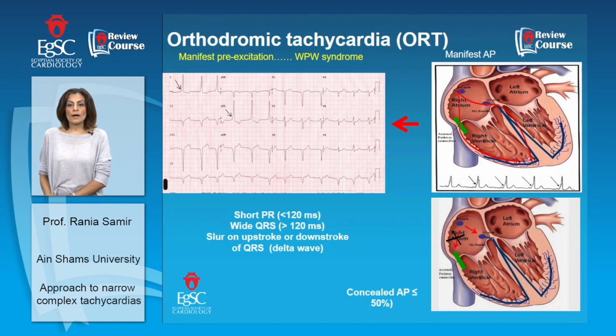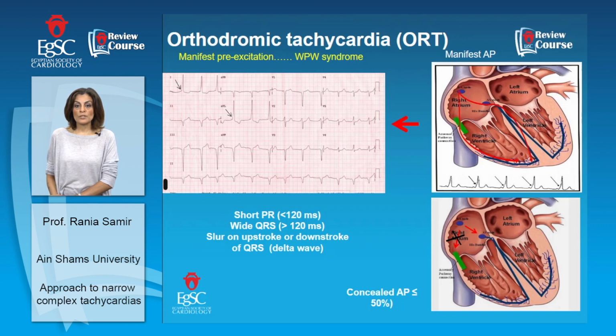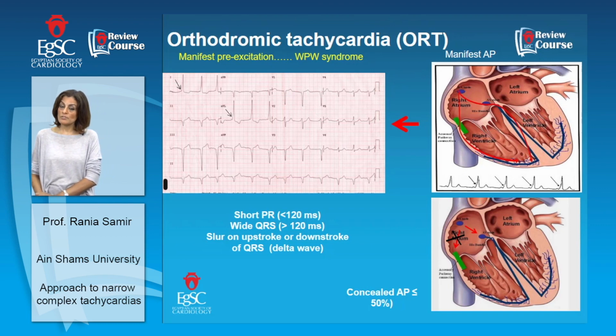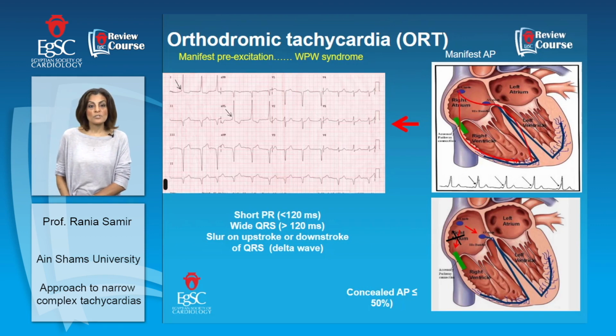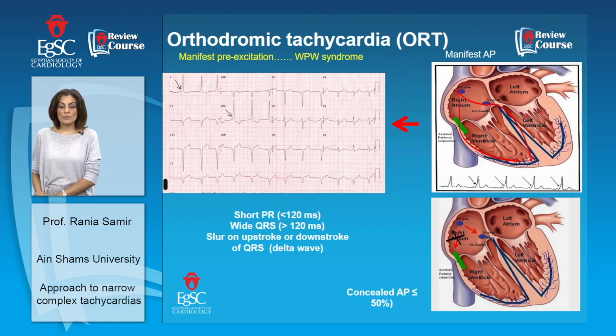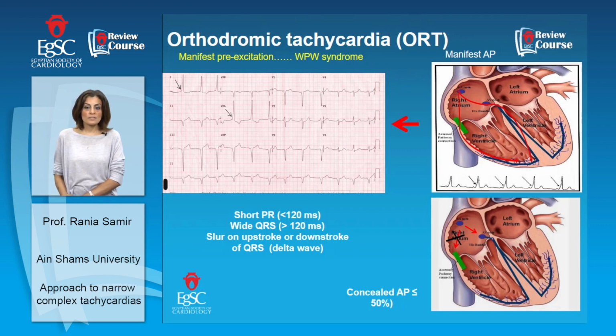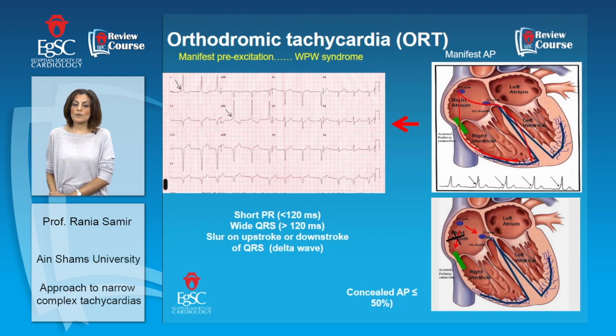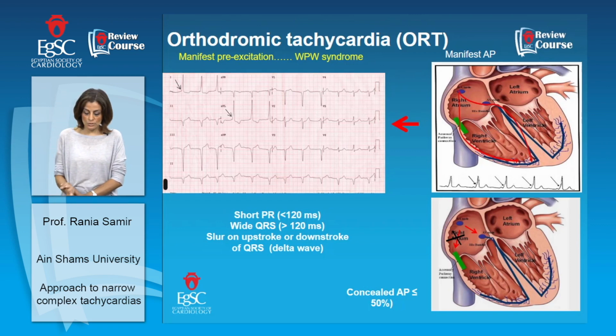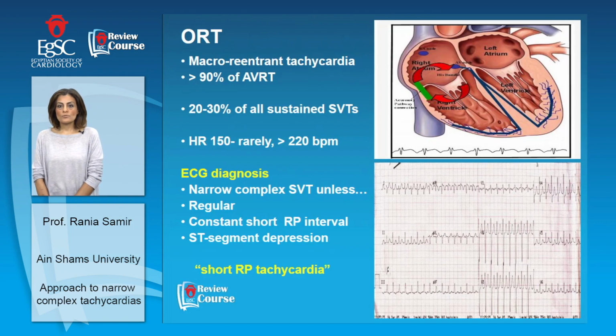So how to differentiate by ECG between regular accessory pathway and concealed accessory pathway? A regular accessory pathway manifests itself on the ECG by manifest pre-excitation, while in concealed accessory pathway, since it conducts only in the retrograde direction, antegrade conduction is carried out solely through the AV node, producing a completely normal resting ECG, since the accessory pathway only functions in the retrograde direction. So what is orthodromic tachycardia?